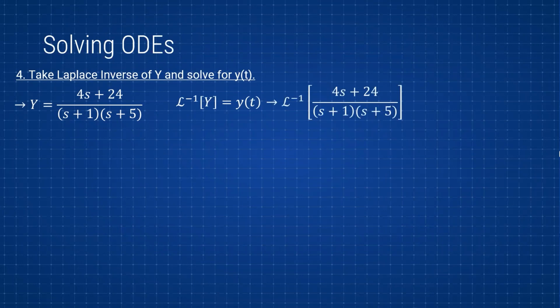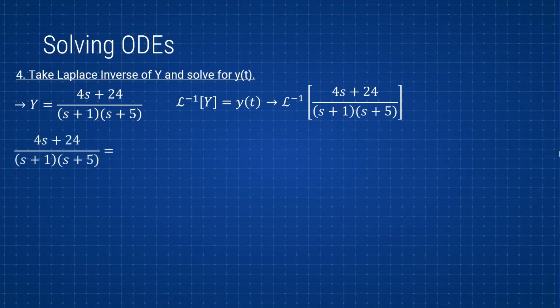So I'm also substituting there. We have (4s + 24) over (s + 1)(s + 5). I need to take the Laplace inverse of that. There are multiple ways in which we can do this. We can use the formulas, we can use convolution, we can use partial fraction decomposition. Any method is valid, whatever the case you have here.